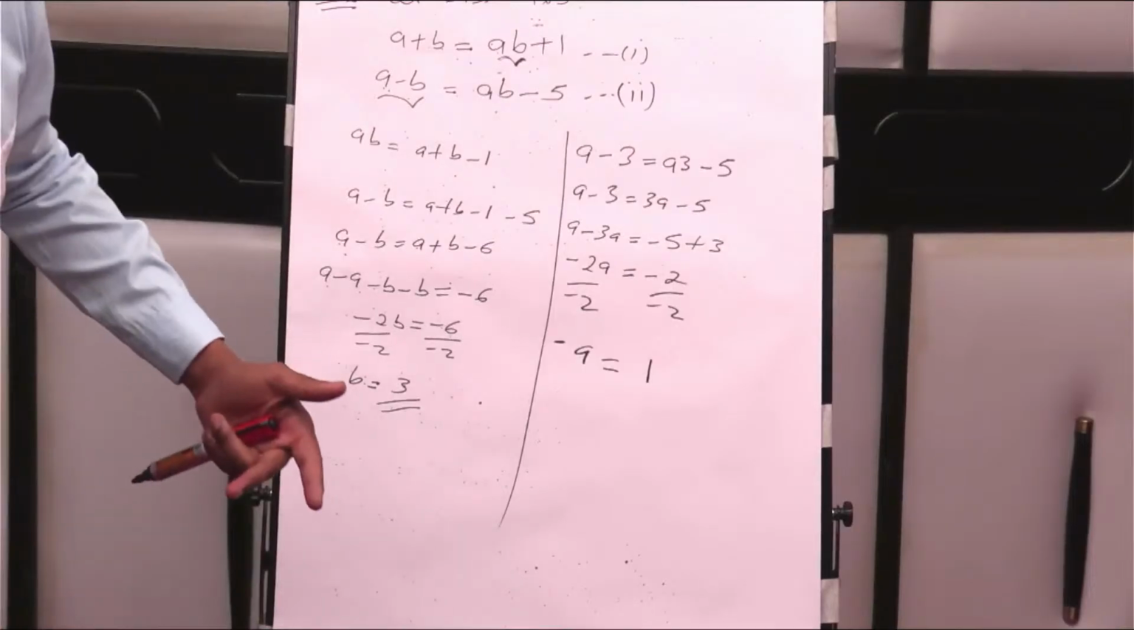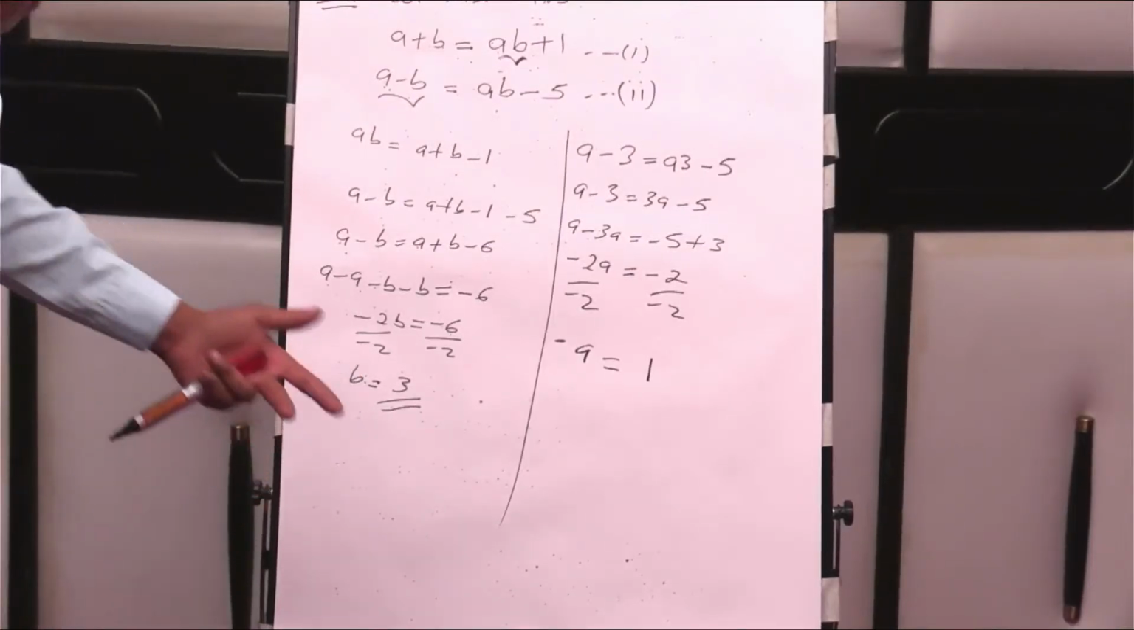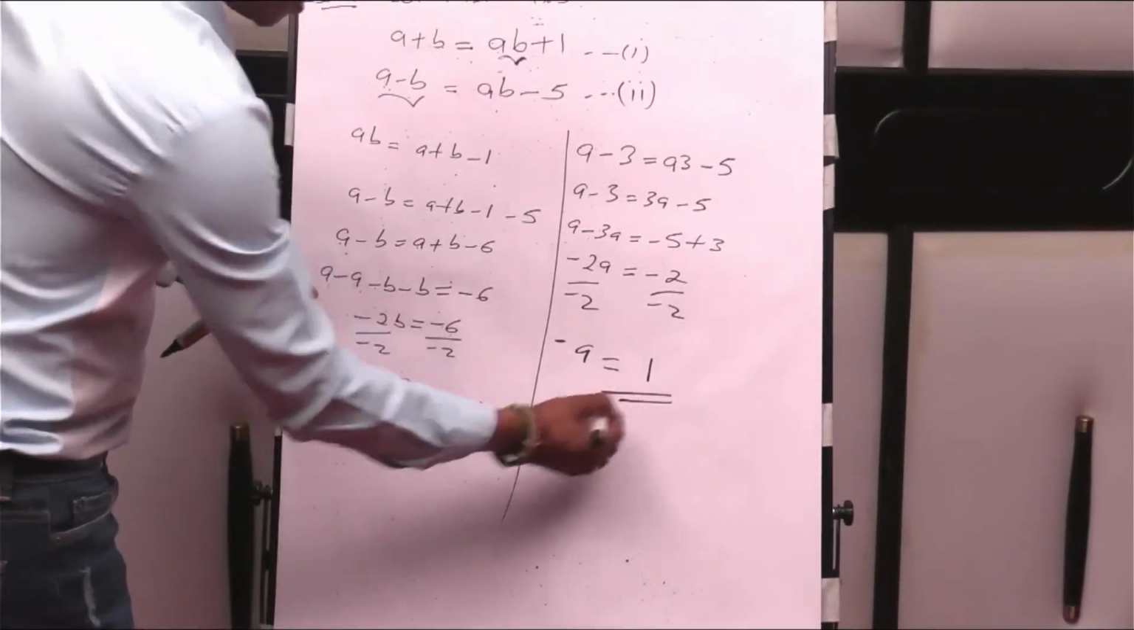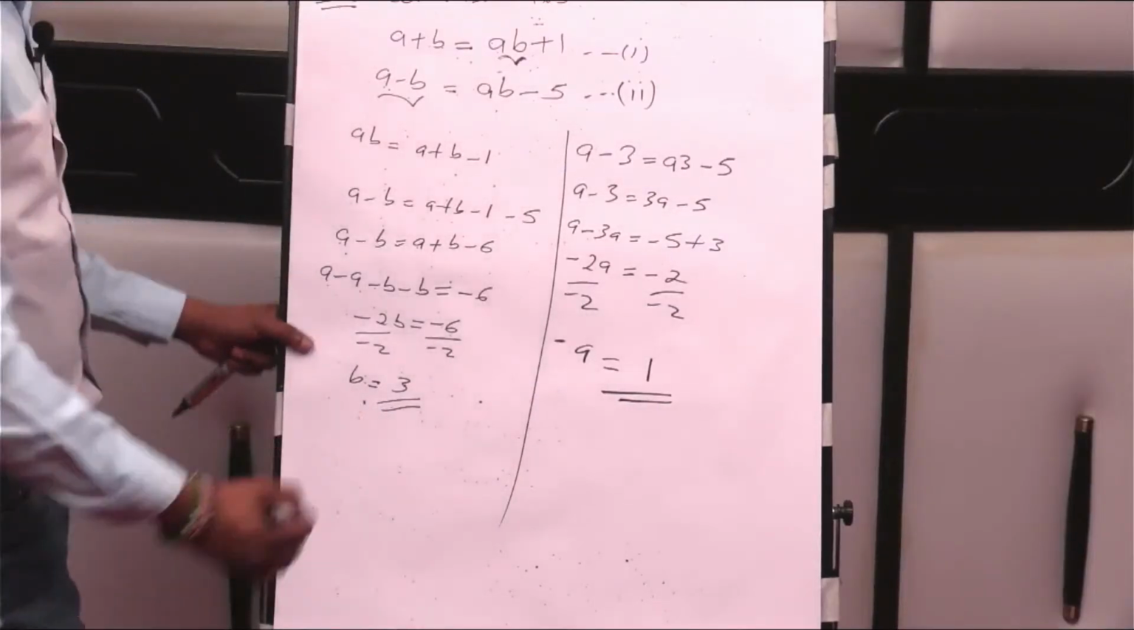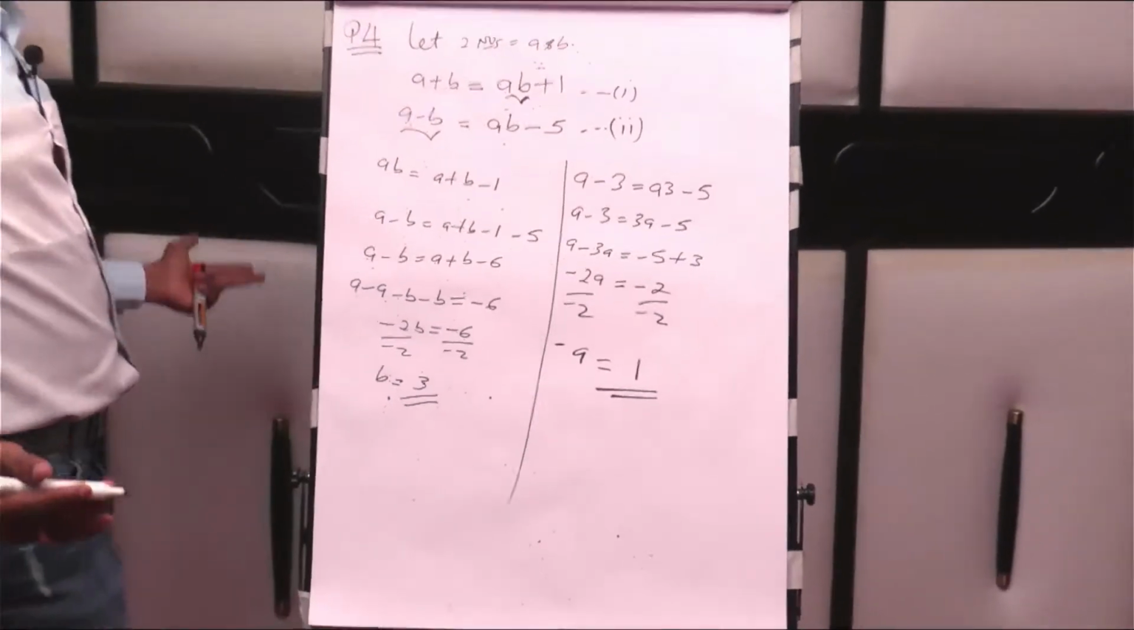Therefore, the question wants, find the two numbers. So, the two numbers A is 1 and B is 3. As simple as that.